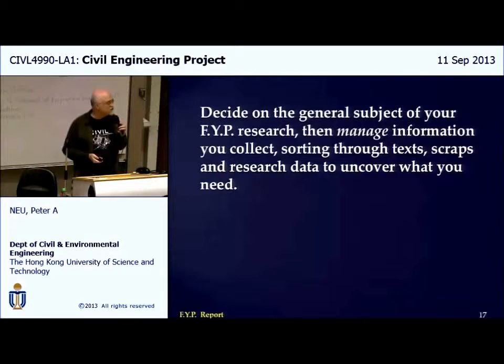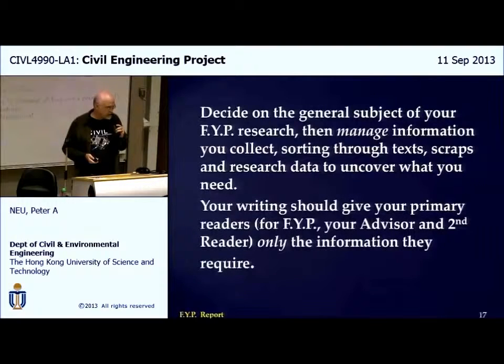Decide on the general subject of your FYP research, then manage the information you collect, sorting through text, scraps, and research data to uncover what you need. Your writing should give your primary readers, for the FYP, your advisor and second reader, only the information that they require. I get it before they get it, but they're the primary readers, the primary markers. Don't write about other things.